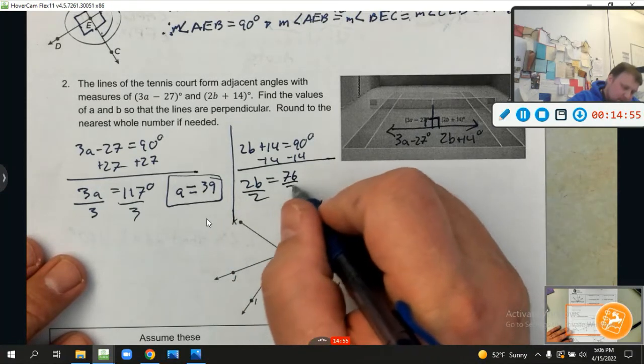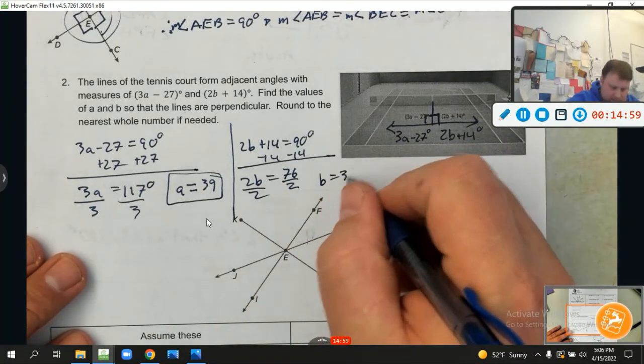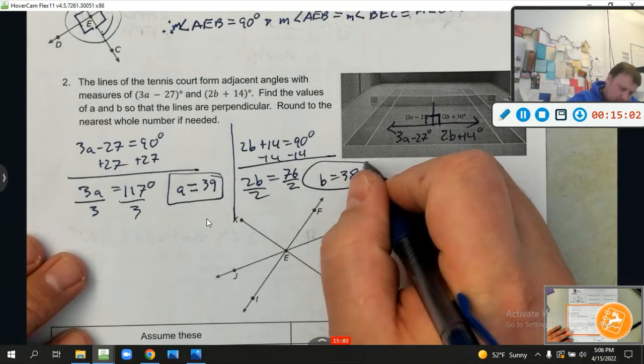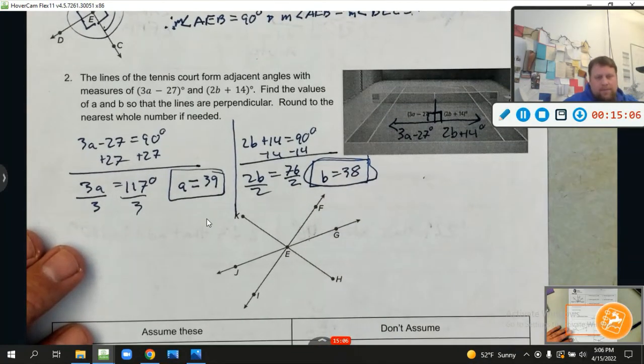Divide both sides by 2, and what do we have? That b equals 38. Should square that, I guess. Boom. All right. So good problem right there.